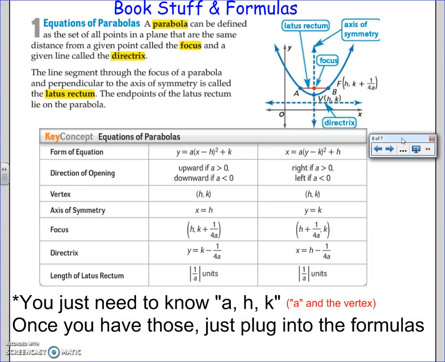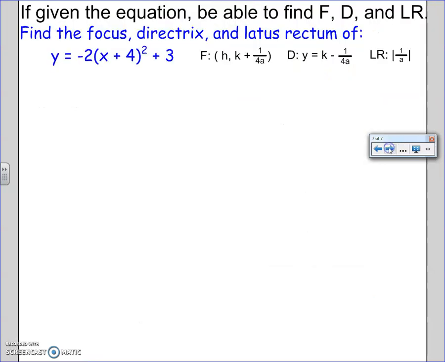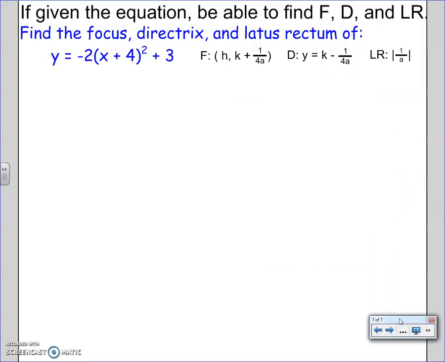All right, so we just were given F, V, or D, and we had to find the equation. The last thing is, instead of having them and finding the equation, we will have the equation, we have to find F, V, D. We'll go backwards. Here's where we use those formulas. All right, now in this case, we're just finding F, D, and the length of the latus rectum.